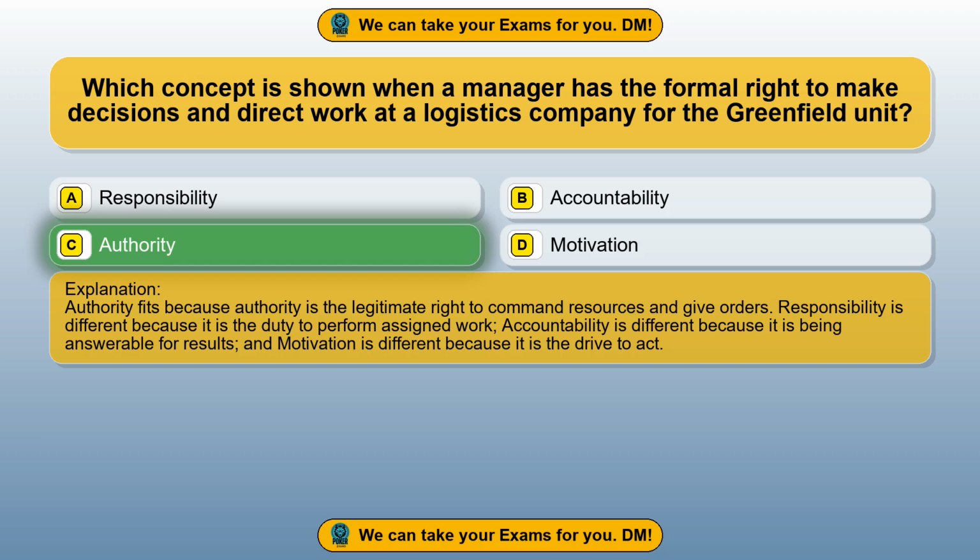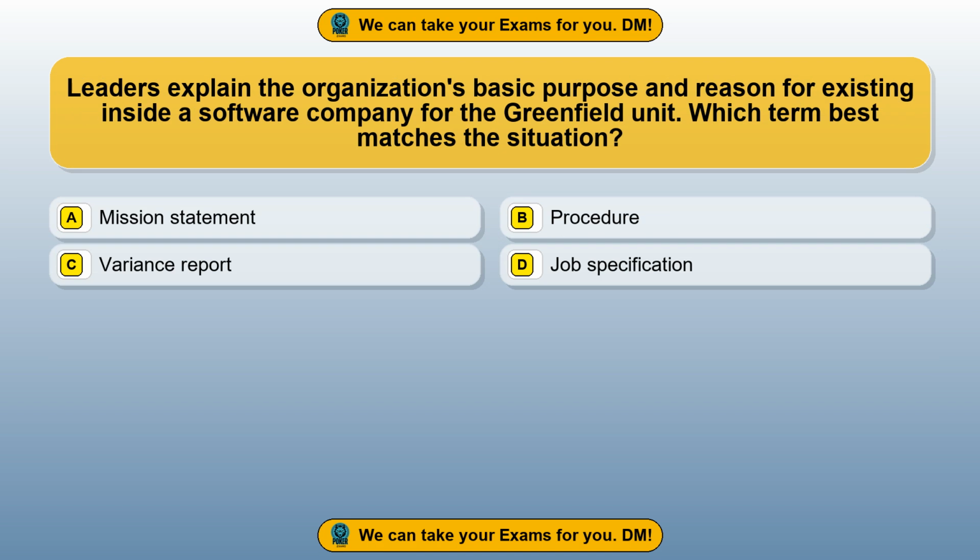Authority fits because authority is the legitimate right to command resources and give orders. Responsibility is different because it is the duty to perform assigned work. Accountability is different because it is being answerable for results, and motivation is different because it is the drive to act. Question 36.